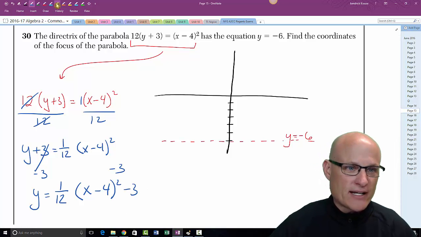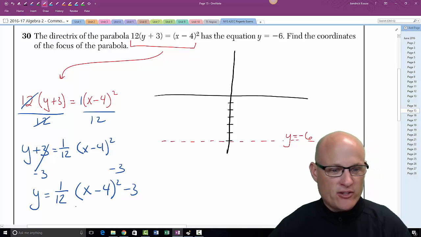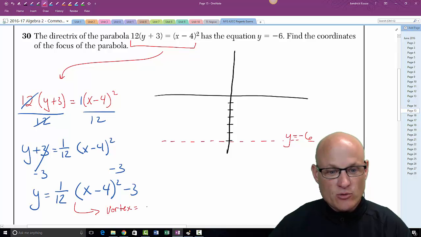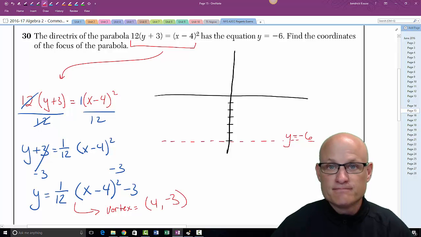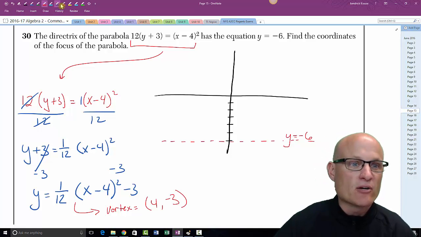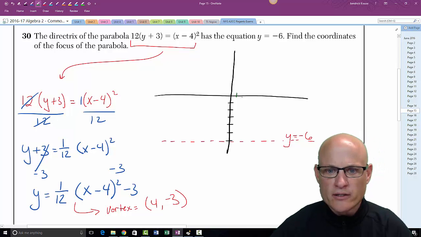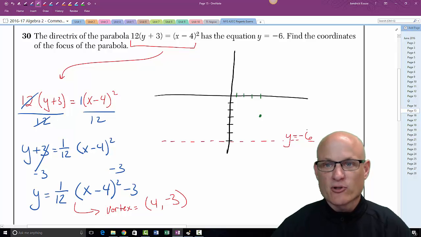Well, you all should recognize right away that this is vertex form of a parabola, where my vertex is equal to 4 comma negative 3. So now I'm going to come over here and graph my vertex. I'll do it in green. 4, 1, 2, 3, 4, negative 3. 1, 2, 3. There's my vertex.